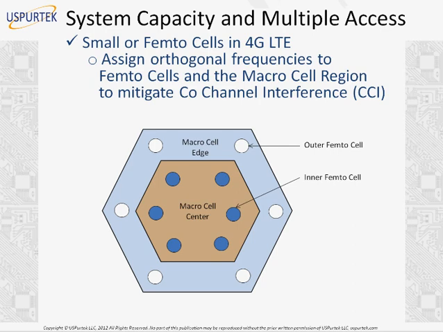So how do we alleviate the situation? We use orthogonal frequencies. With OFDM frequency schemes, we can do that. We assign orthogonal or non-overlapping frequencies to femto cells and the macro cell region to mitigate co-channel interference. Now, this is one reason why the mobile operator has to control the frequency allocation to the base stations in the macro cell as well as in the femto cell. So it has to coordinate all that allocation of frequencies so that there is no co-channel interference. When you are inside the macro cell center, your frequencies will be different from when you use a femto cell inside the same region. That's why they are shown in different colors.